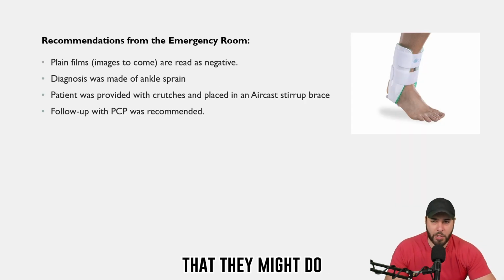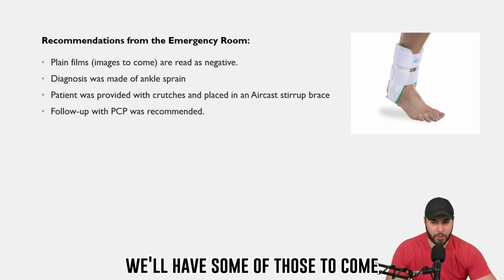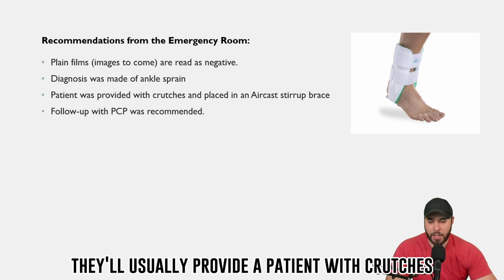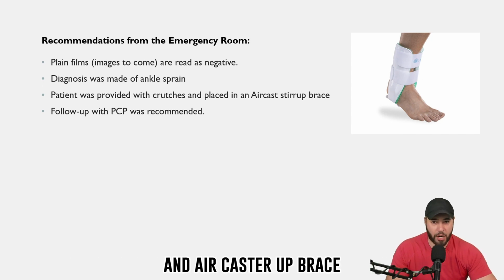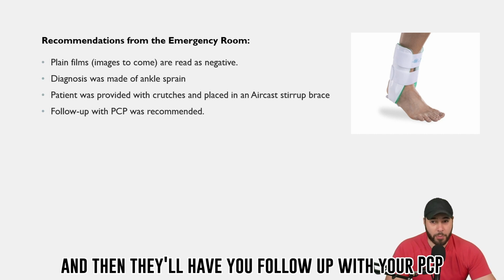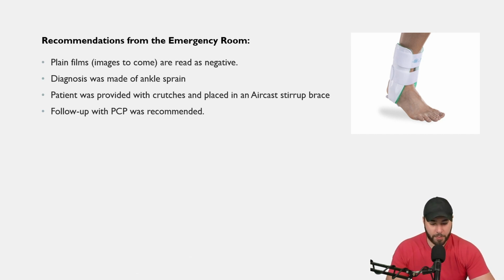So some of the things that they might do at the emergency room when people go in is get some plain films. We'll have some of those to come. They'll make the diagnosis of an ankle sprain. They'll usually provide the patient with crutches and an air cast stirrup brace, something like this. And then they'll have you follow up with your PCP, or primary care physician, as a recommendation.